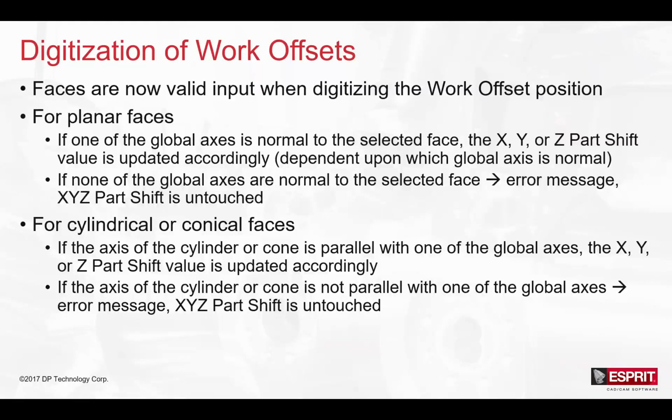If you select a cylindrical or a conical face, and the axis of the cylinder or the cone is parallel to one of the global axes, again, the X, Y, or Z part shift value will be updated accordingly. And of course, if you select an invalid cylinder or cone where the axis is not parallel to one of the global axes, you'll get feedback from ESPRIT in the form of an error message.